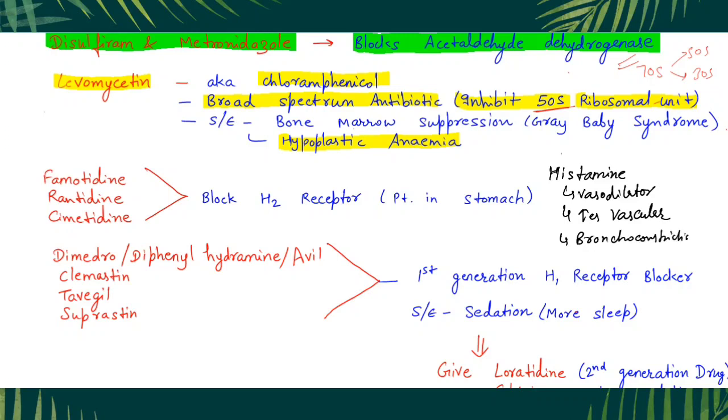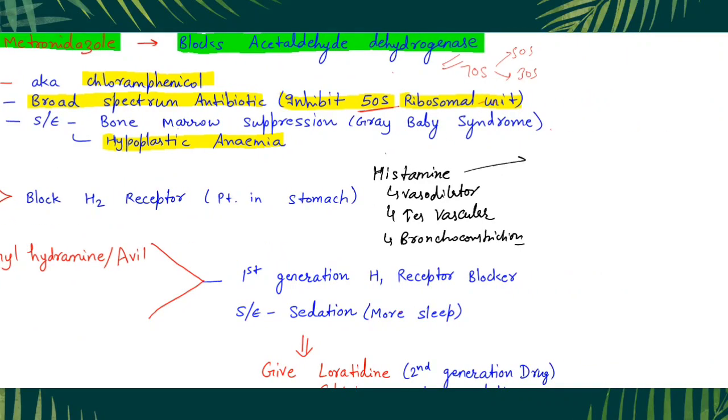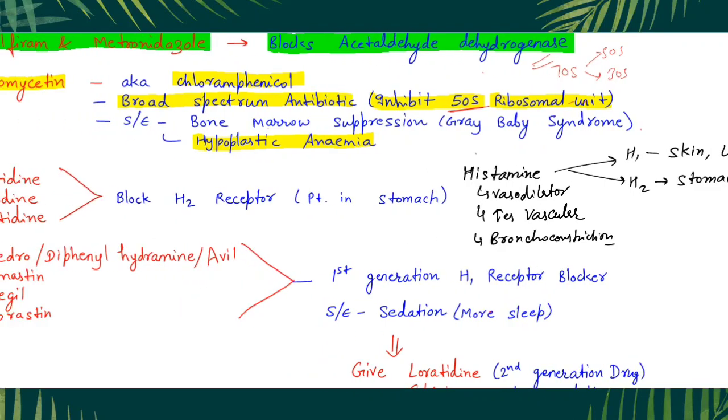Now remember the histamine, we have two main types of receptors. They are H1 and H2 receptors. H1 is mainly present in the skin and lungs, or we can say respiratory organs. And H2 receptors are present in the stomach. In the stomach, they cause peptic ulcer or gastric ulcers.